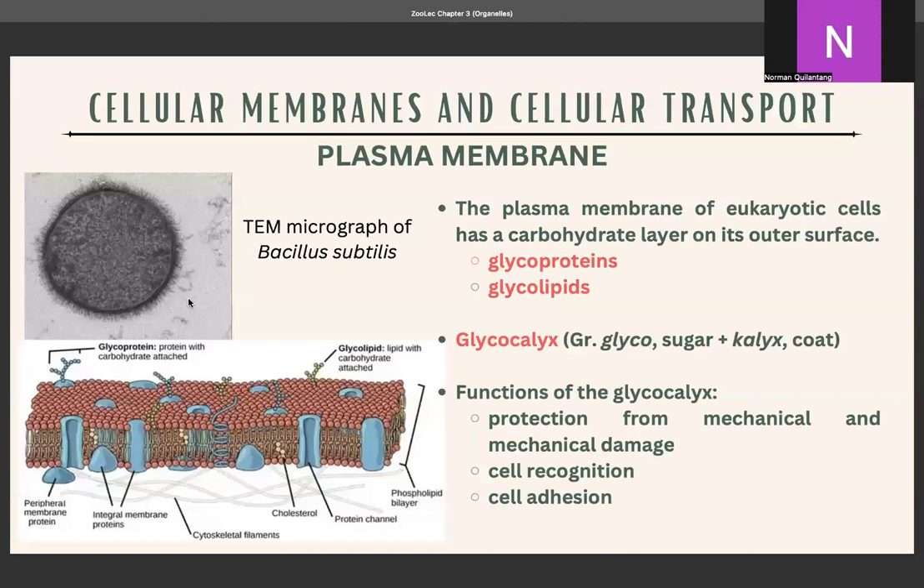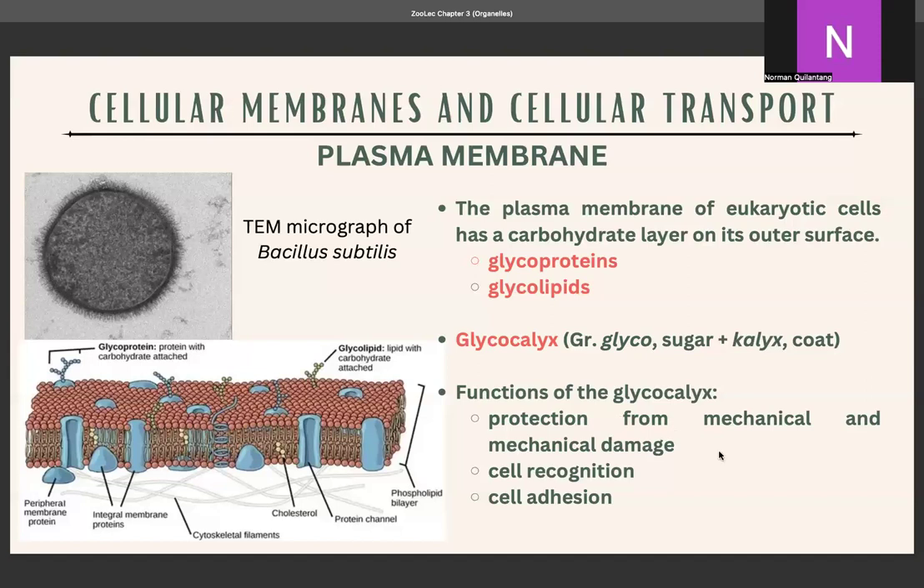Then, as I have said before, the surface of the plasma membrane or cell membrane is coated, with a lot of sugar attachments or carbohydrate attachments there. So you call that the glycocalyx. The main function of the glycocalyx is to provide protection from mechanical and chemical damage.